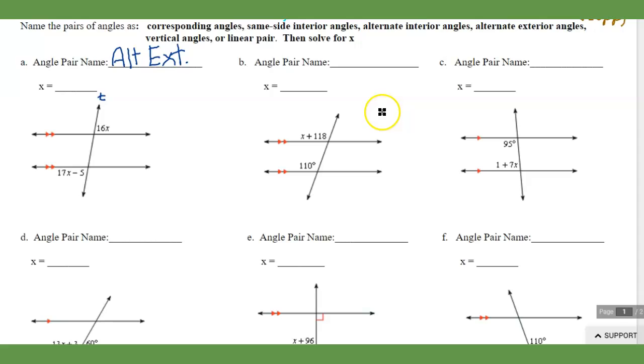What about B? Yeah, one's on the interior, one's on the exterior, so you're not going to have an interior and exterior. They're in the same relative position, though. What was that? That's corresponding.